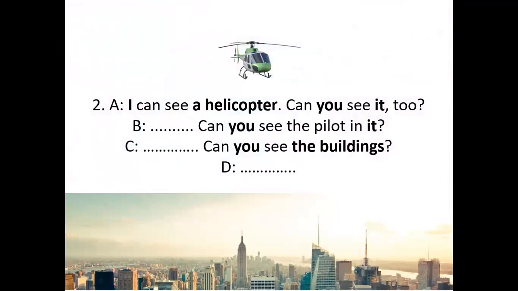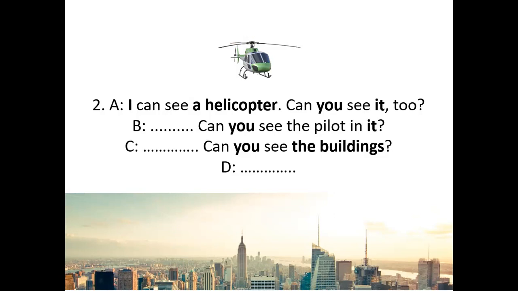2, I can see a helicopter. Yes, you can understand it as you understand a Turkish sentence, or as a sentence in your native language. I can see a helicopter. Can you see it too? Yes, I can see it too. So we don't repeat the helicopter here, but it is not wrong, of course. Yes, I can see the helicopter.